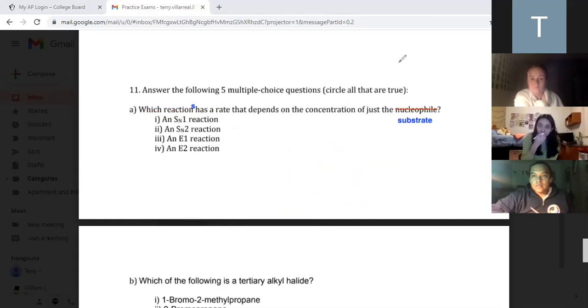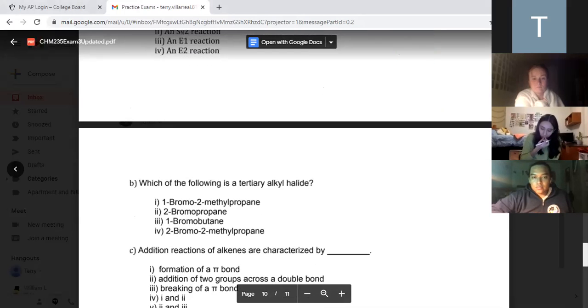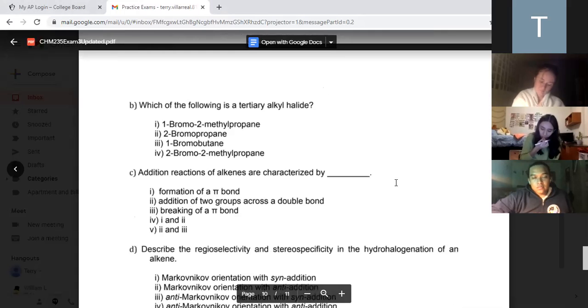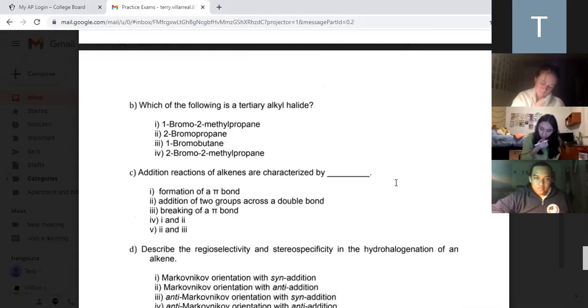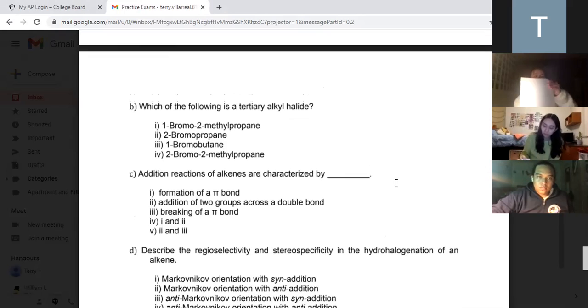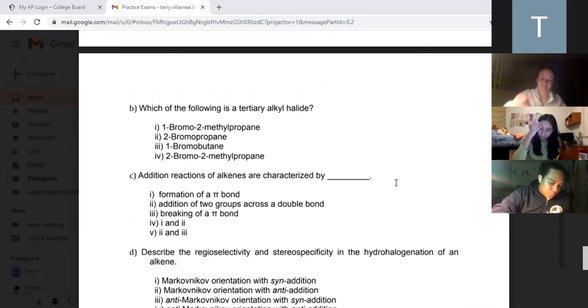Let's go ahead and go to the next one. Which of the following is a tertiary alkyl halide? What's my recommendation to you guys? Draw it. Draw it out if you don't know.